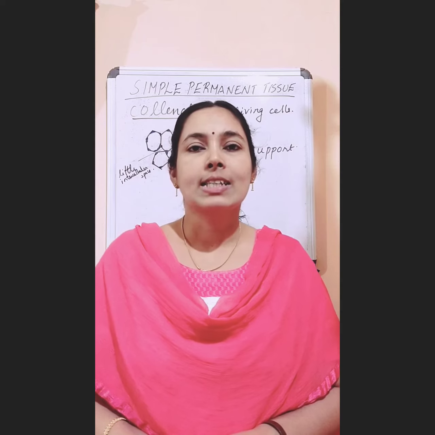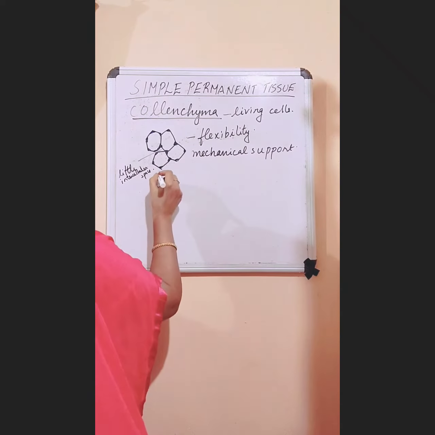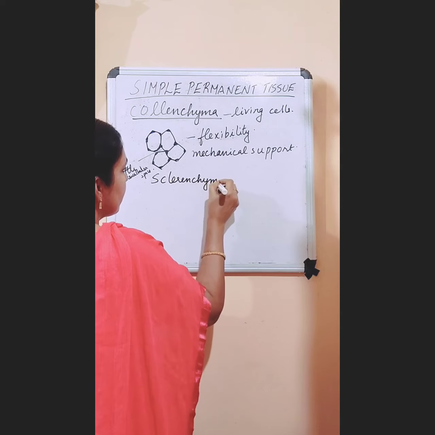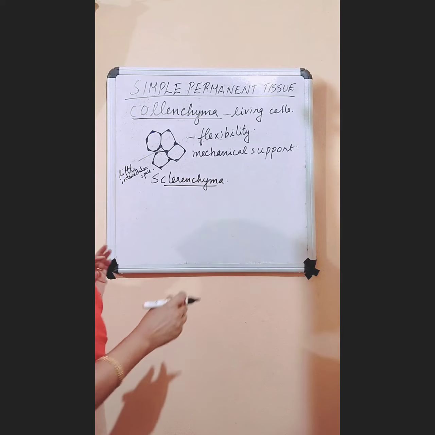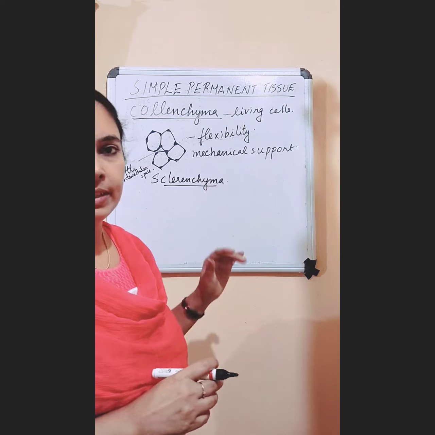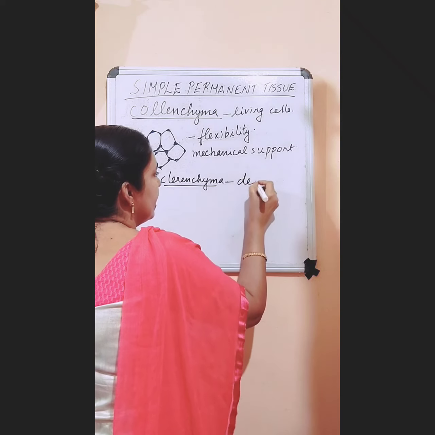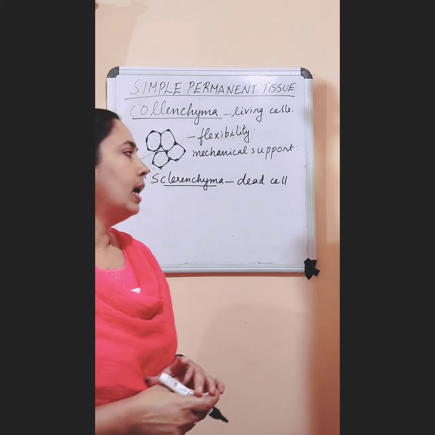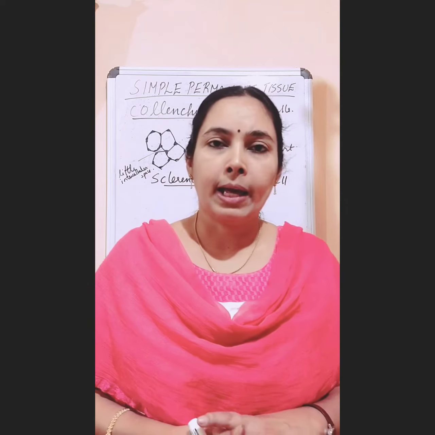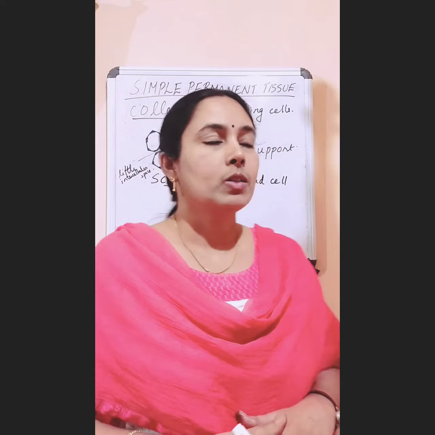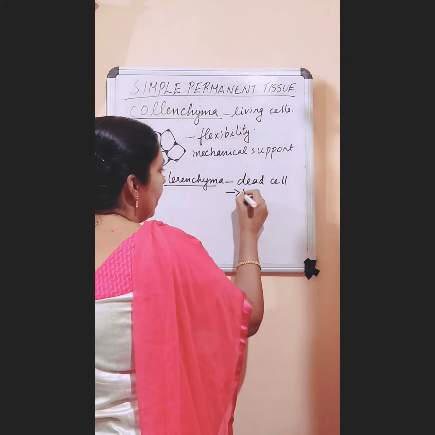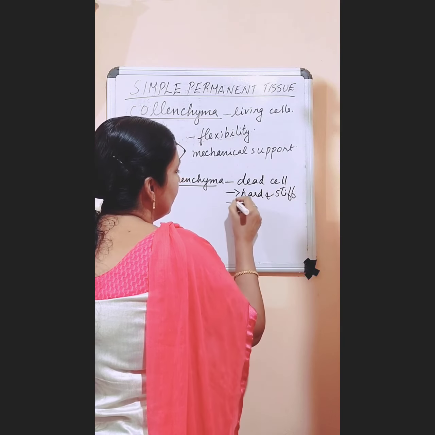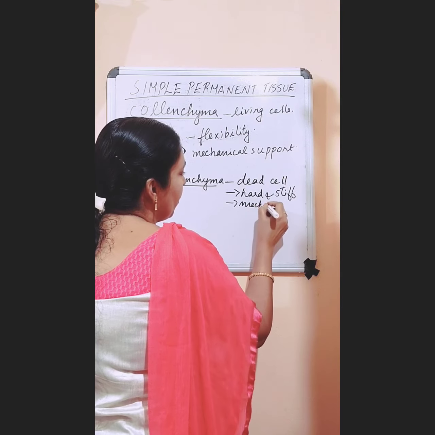The next is sclerenchyma. We have studied that parenchyma and collenchyma are living cells. But sclerenchyma is dead cell. So one feature is that they are dead cells. And they make the plant parts hard and stiff. So what is the function? They make the plant parts hard and stiff, so they give mechanical support.